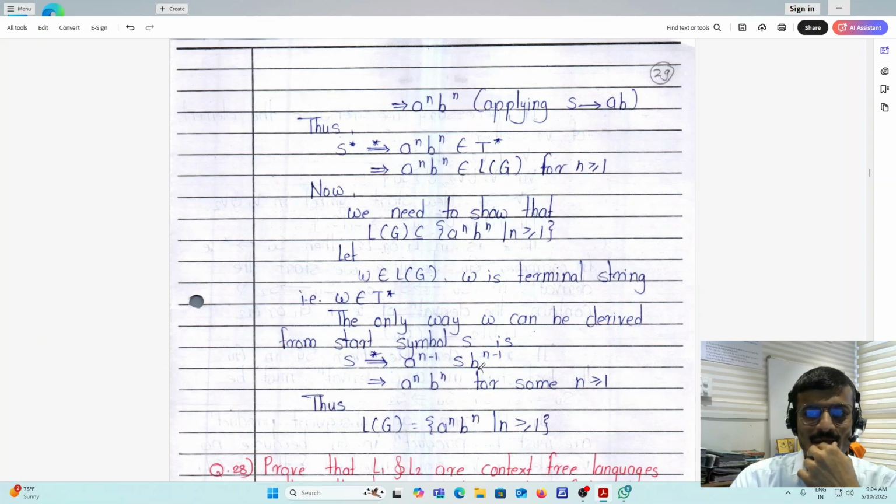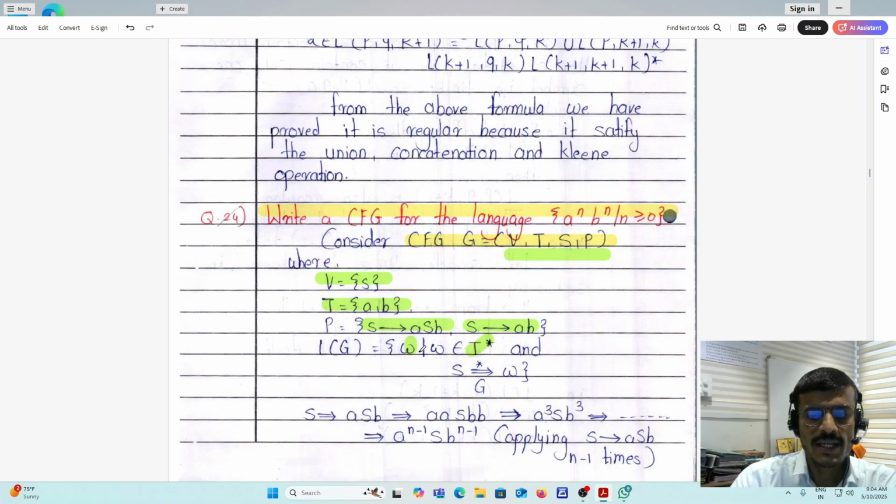Now, if you see here, take the first production, S tends to aSb. If you apply S tends to aSb again over here, it will extend like this: aaSbb. I am repeating this aSb. Again if I repeat, it will be a cube S b cube, likewise a raised to 4 S b raised to 4. Repeatedly I am using this production only.